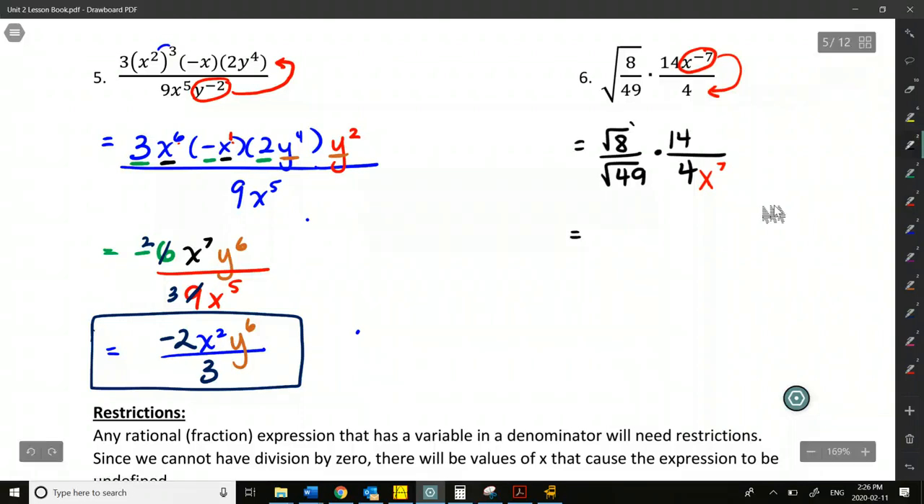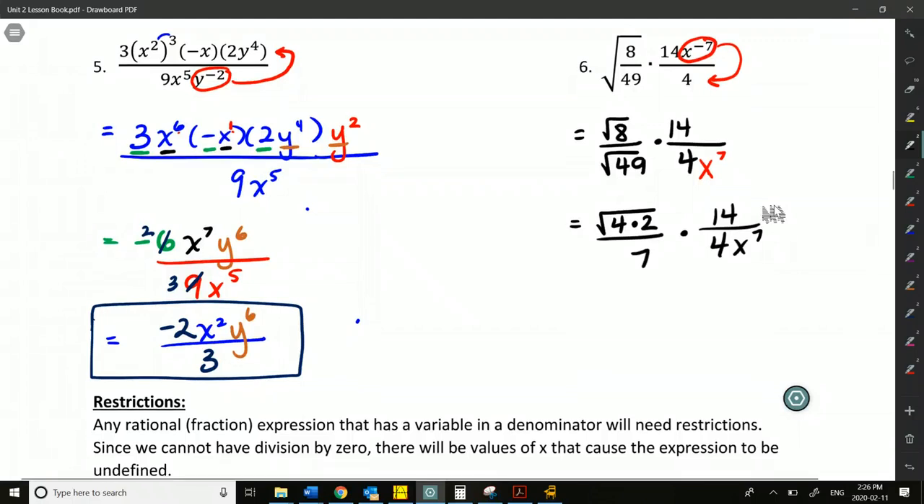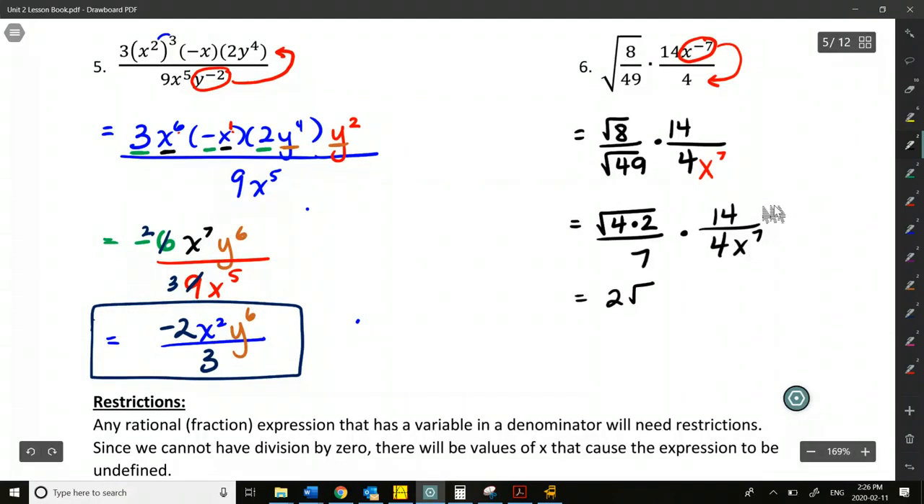Okay, we are going to simplify our radicals here. So biggest perfect square inside of 8. 4, so we'll split that into 4 times 2. Square root of 49, that's just 7. Okay, and then I'm just going to square root the 4 part of this.